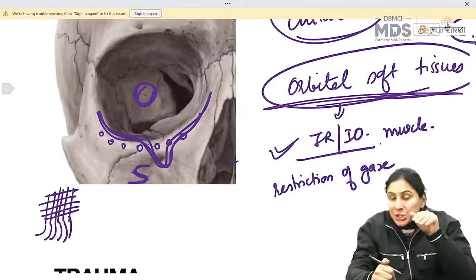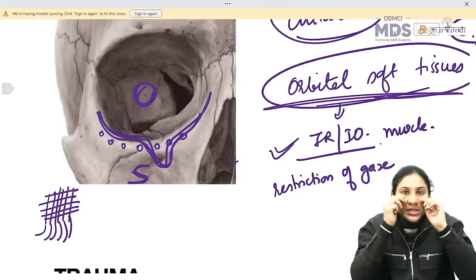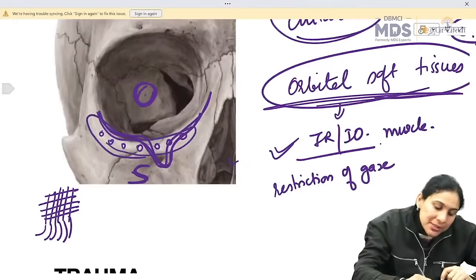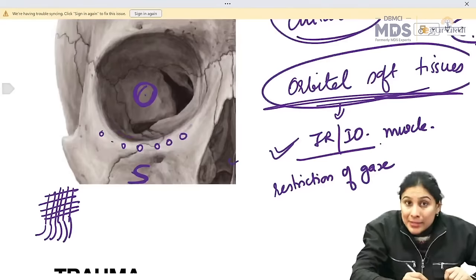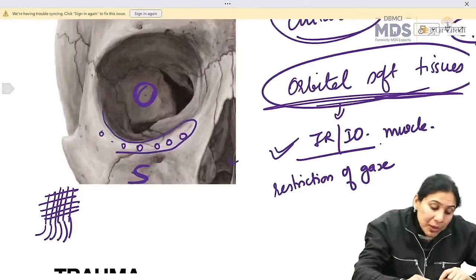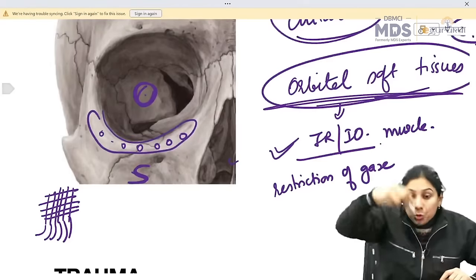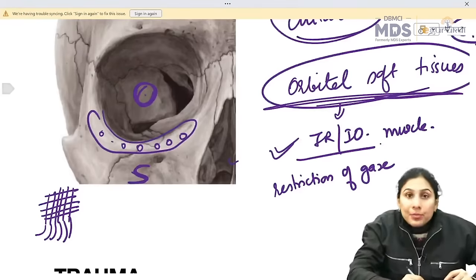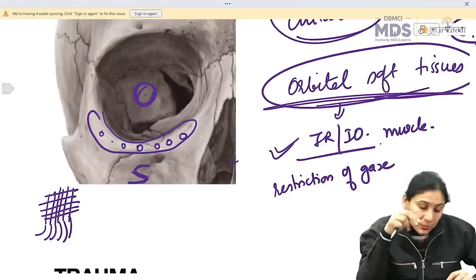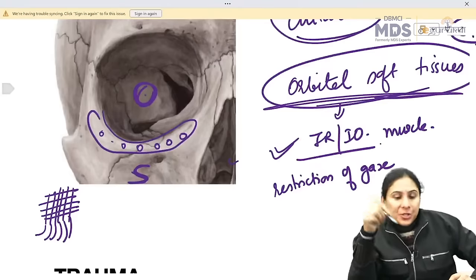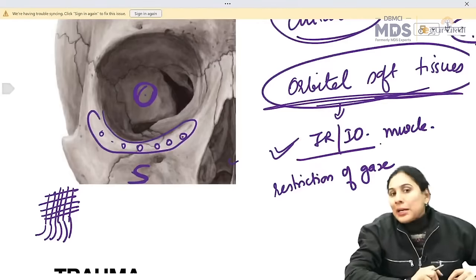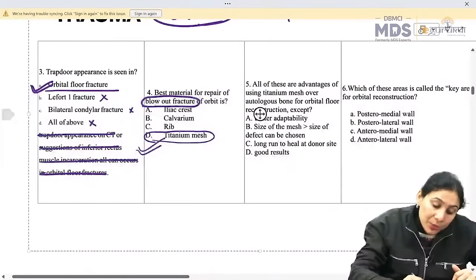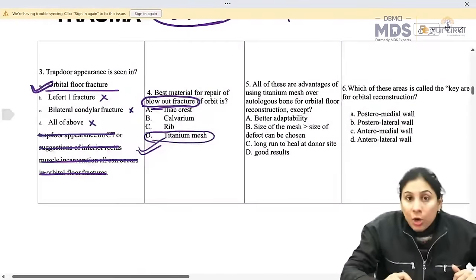And how will you ensure that it stays there? You will just take a part of it outside into the infraorbital rim because this is a horizontal buttress. This is an area where you can put screws. You cannot put screws in the floor of the orbit. You can only put screws in the infraorbital rim. So you put your mesh there and fix your mesh with screws on the infraorbital rim. So that is the best reconstruction for blowout fracture of the orbit.